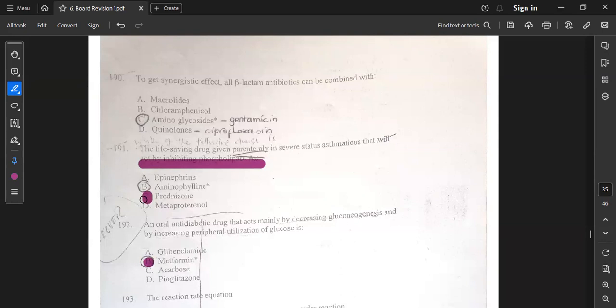Okay, so next question. To get synergistic effect, all beta-lactam antibiotics can be combined with. Guys, you're saying C? Okay, aminoglycosides. And why not the others?